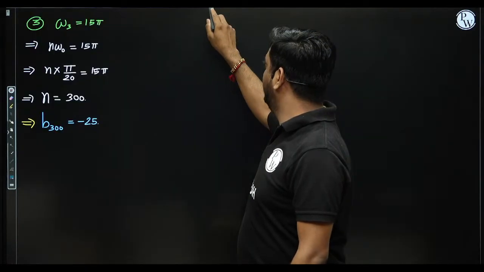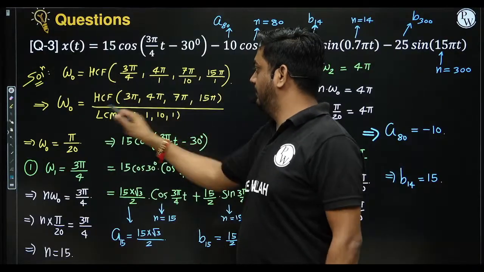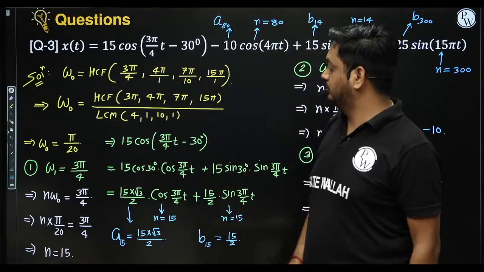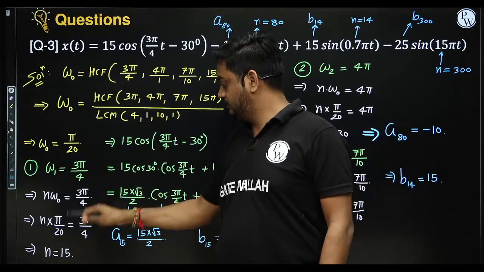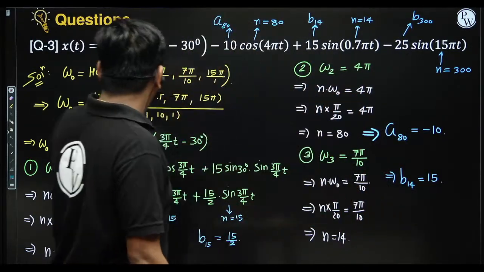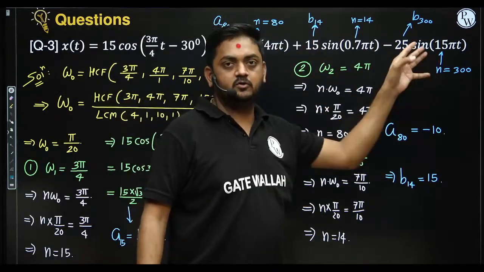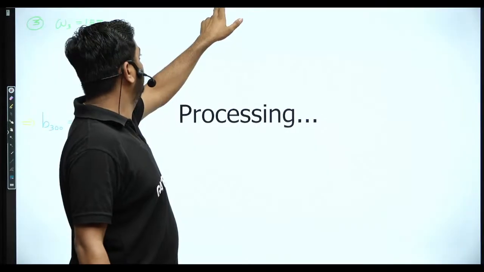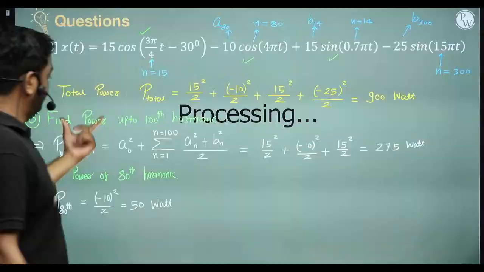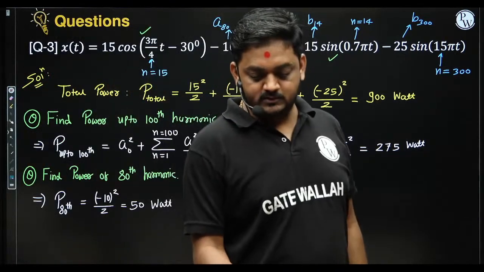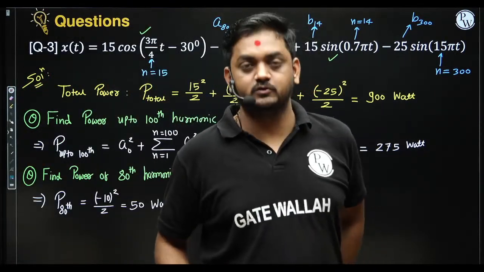And how to find the value of n? So the first step is what? Find the fundamental frequency. Then compare each frequency with n omega 0. Like this is the first frequency with n omega 0, so you can get the value of n. So you have to compare each frequency with n omega 0, so that you can get the value of n. And then you can write the answer of the particular question. Got it? Is this clear? So this is a very important question, guys. Okay.